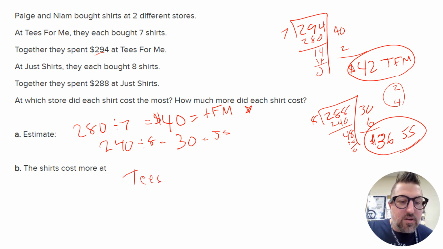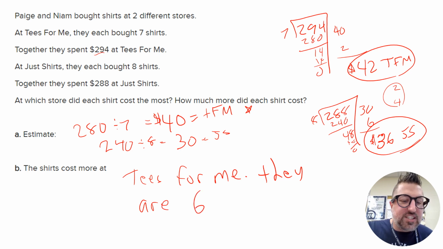The shirts cost more at Tees for Me. They are $6 more. Final answer.